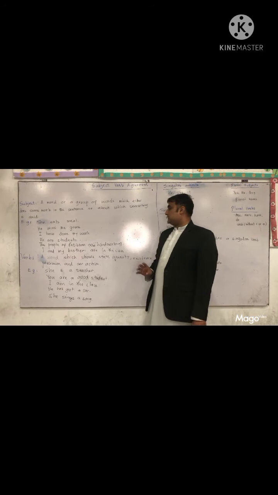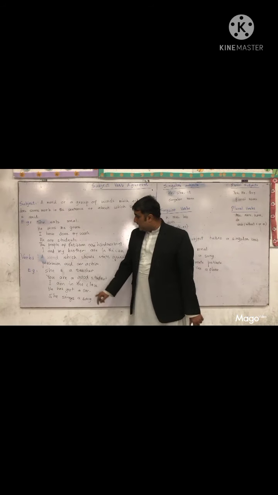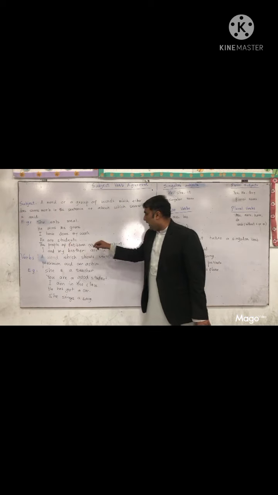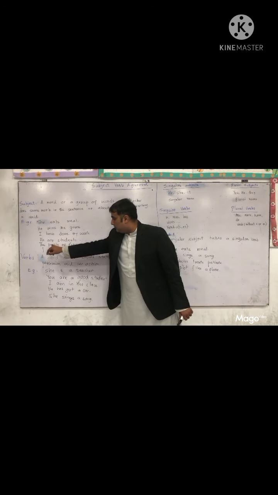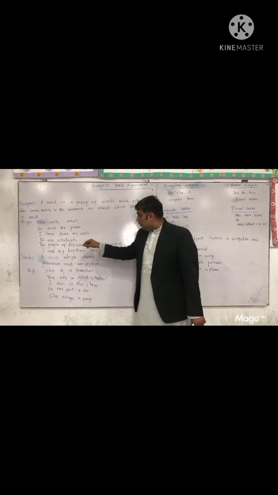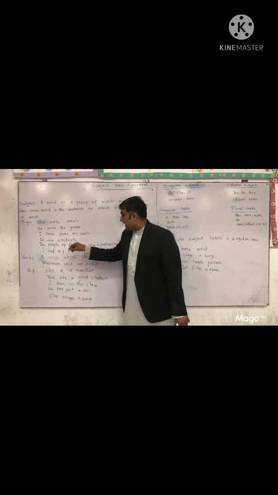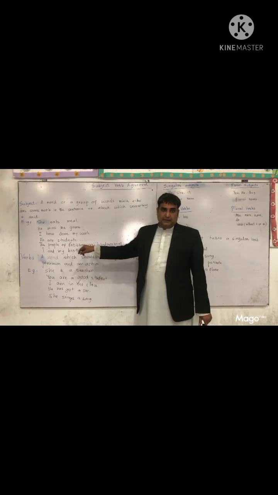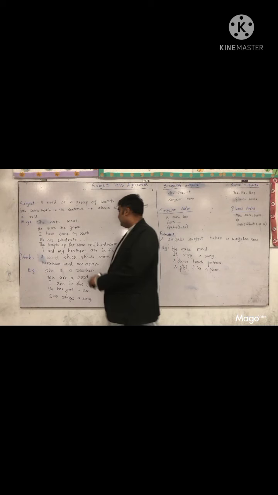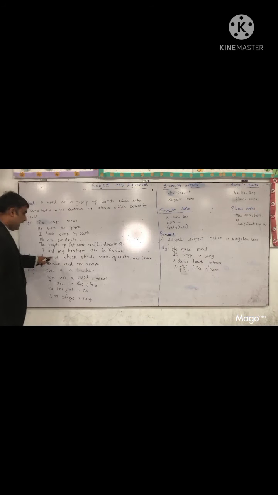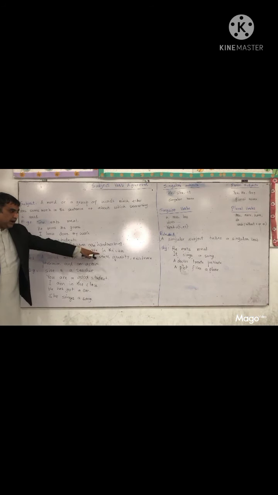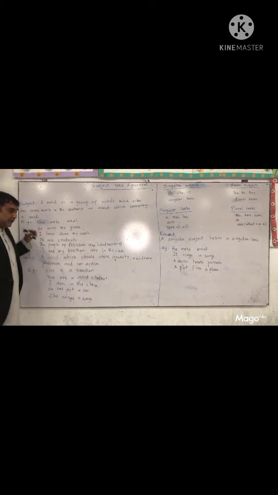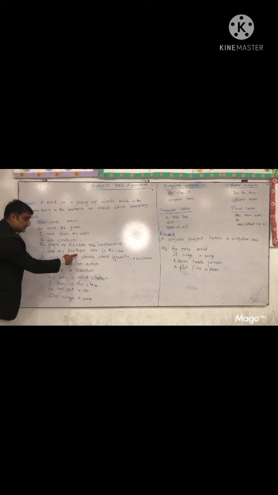The people of Pakistan are hard working. Here, who are hard working? The people of Pakistan. About whom is something said? Something is said about the people of Pakistan. People of Pakistan will be the subject of a sentence. I and my brother are in the class. For whom is something said? It is I and my brother.